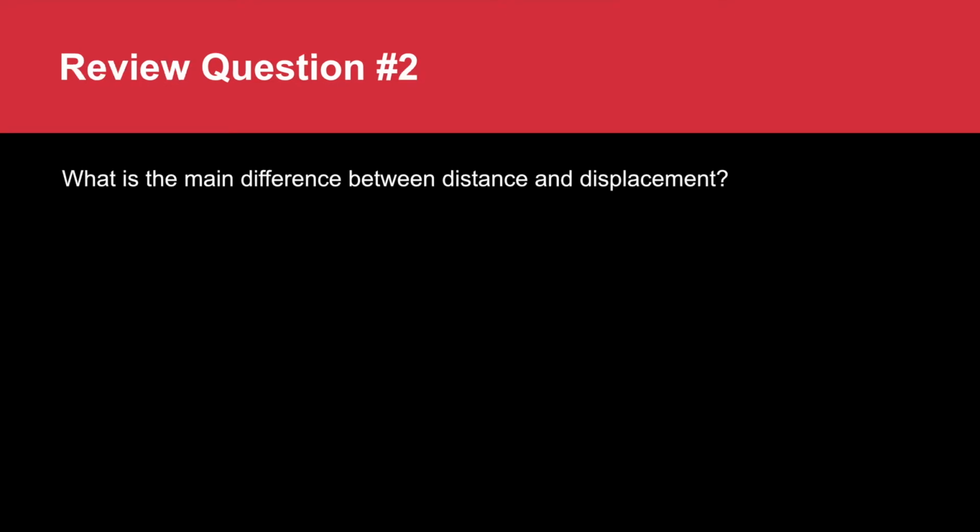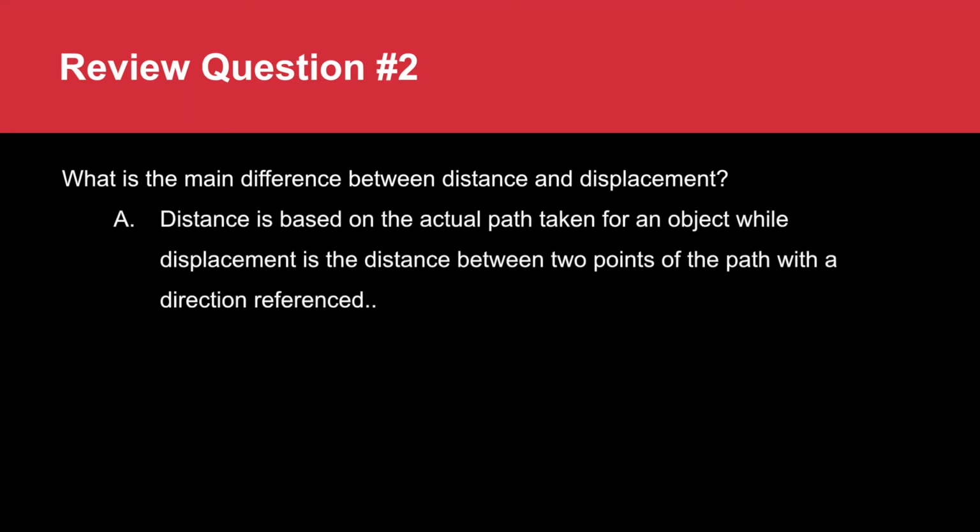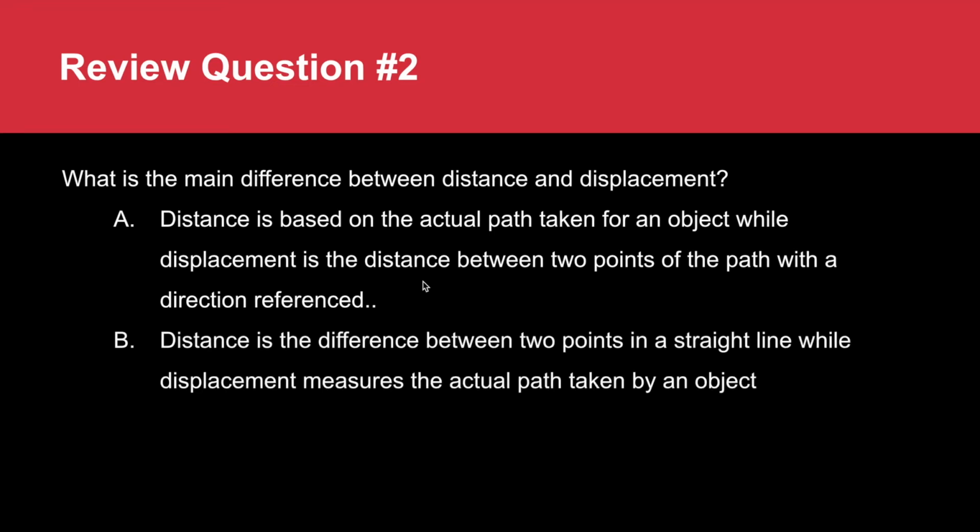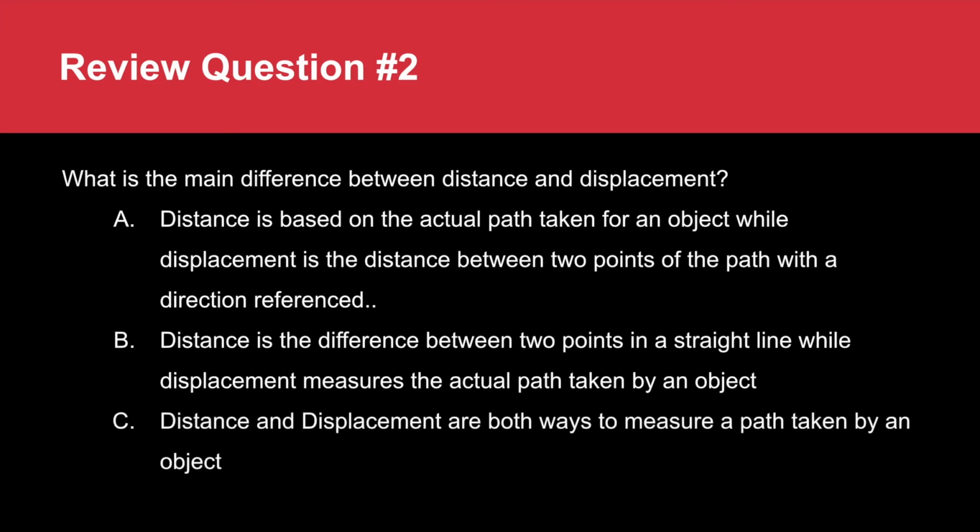All right, we're on our review question. What is the main difference between distance and displacement? A, distance is based on the actual path taken by an object, while displacement is the distance between 2 points with a direction reference. B, distance is the difference between 2 points in a straight line, while displacement measures the actual path taken by an object. C, distance and displacement are both ways to measure a path taken by an object. D, none of the above.